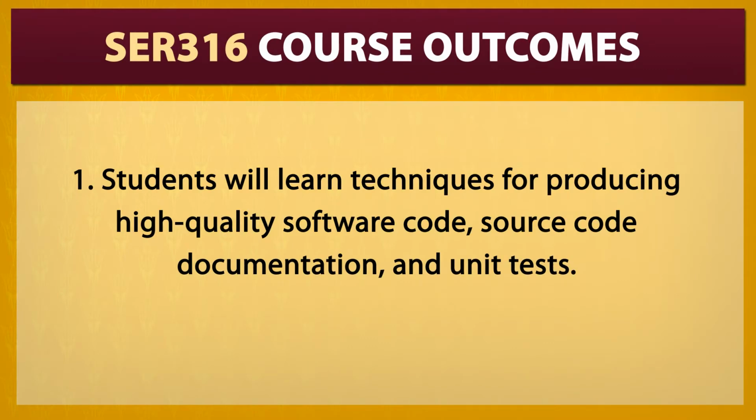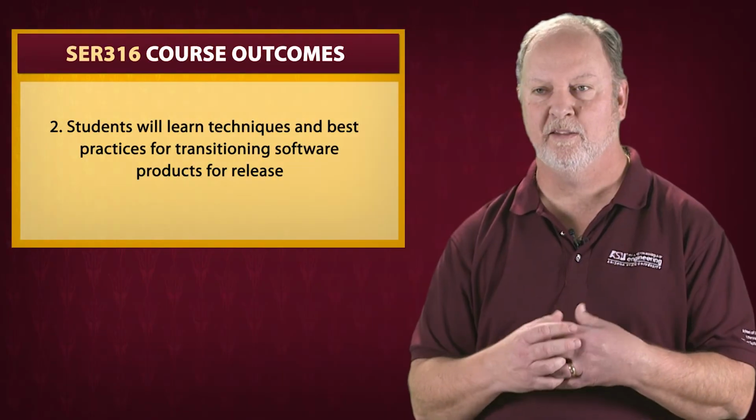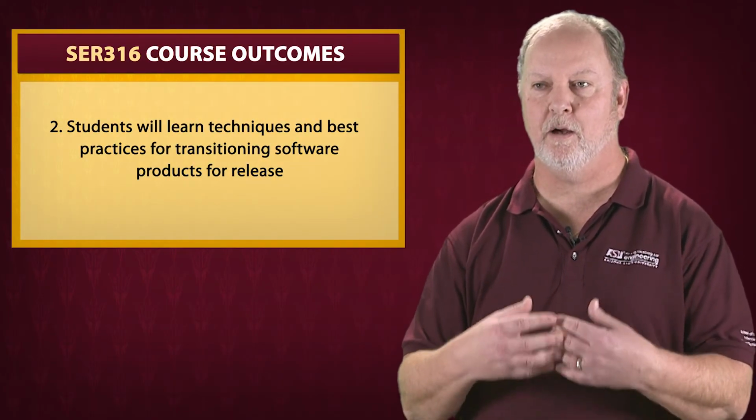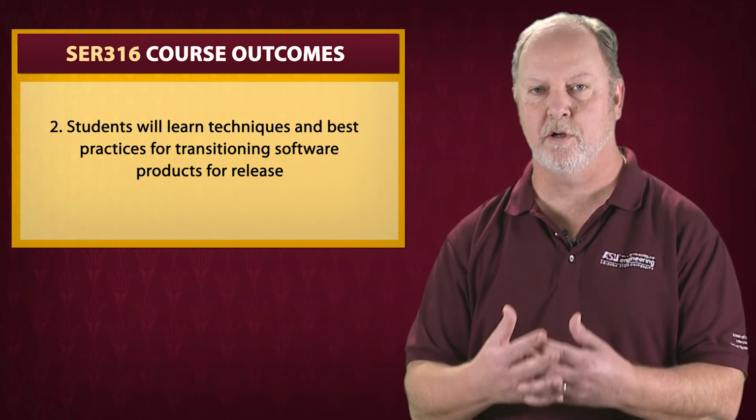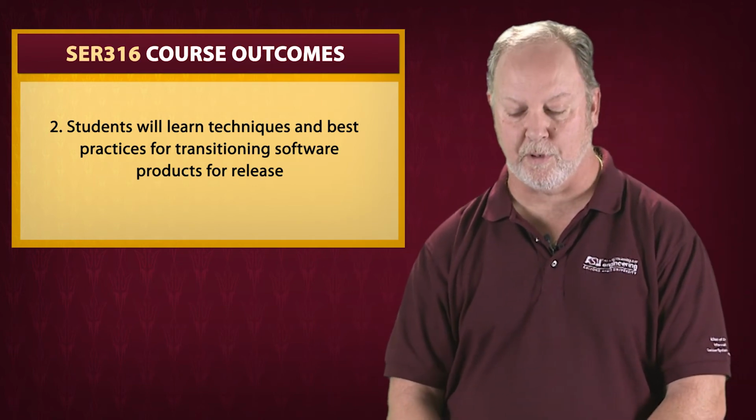In terms of the course outcomes of the class, there are currently 5 that are listed supporting our degree program outcomes. First one, students will learn techniques for producing high quality software code, production ready code, including source code documentation and unit tests. That relates to our software engineering practice and technical competence degree program outcomes. Students will learn techniques and best practices for transitioning software products for release. We have a value, a philosophy here in the program. It's not about just getting it working on your laptop. It's not about writing a lab for school. We're trying to train you how to write production-ready software, software that's ready to be used out in the wild, if you will. So that's another software engineering best practice technical competence.